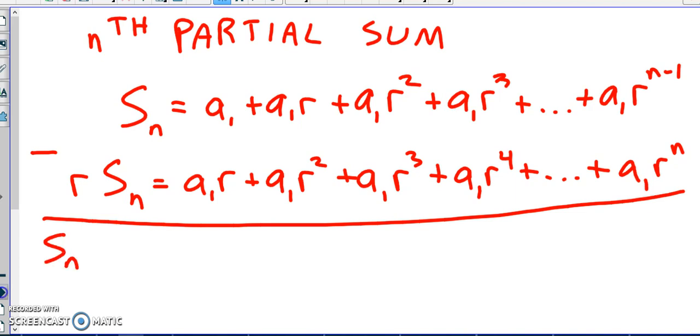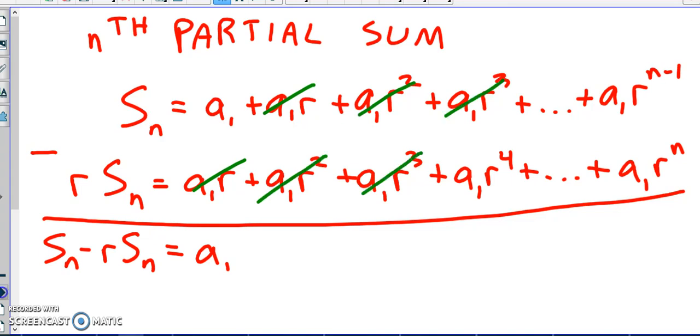So I'd have S sub n minus r times S sub n. I'd have a1, but then notice that this term and this term are the same, and I'm subtracting. And then this term and this term are the same, and I'm subtracting. And so on and so forth. Basically, everything's going to cancel out except this last one here. And since I'm subtracting, this is minus a1 r to the nth, because that's the only piece that doesn't cancel out.